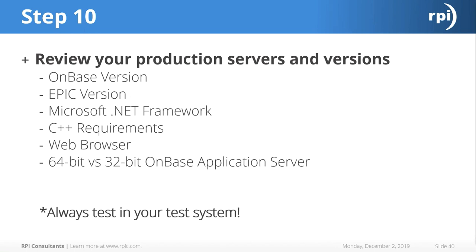Once everything is fully functional in your test system, now you would definitely want to move to your production system. So step 10, we're going to review the production servers and versions. Similar to what we did before in our test system. What OnBase version do we have? What OnBase version do we maybe need to go to? What Epic version are we going to? Do we need any of the additional requirements? Just make sure your production servers are ready for the upgrade. And hopefully you should already have this information if your test and production servers are the same, but not everybody keeps them current.